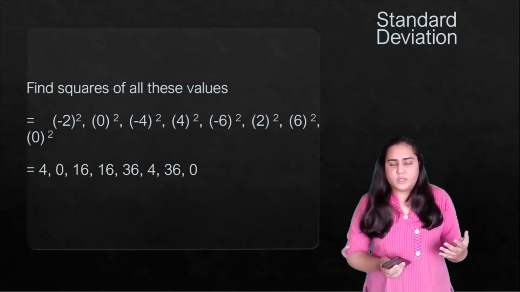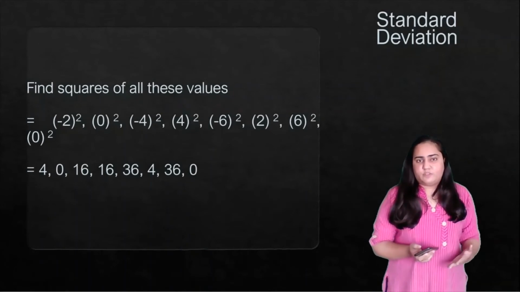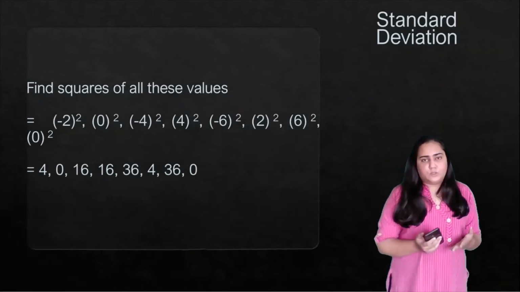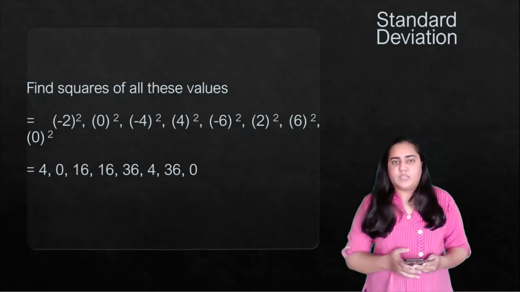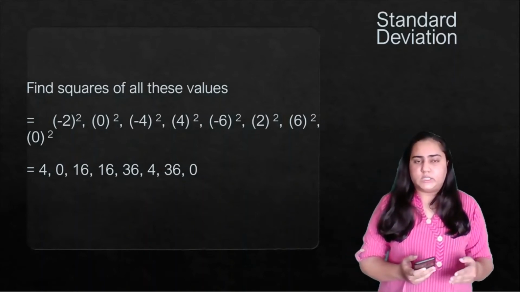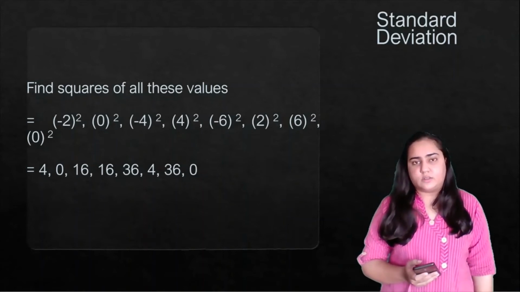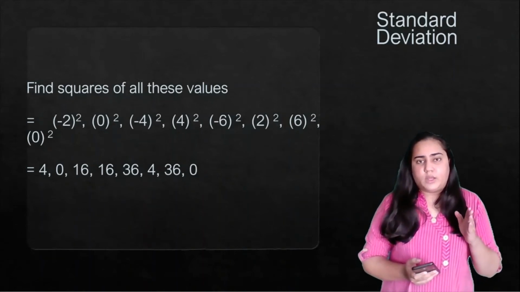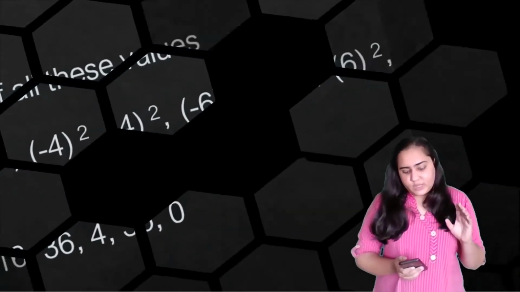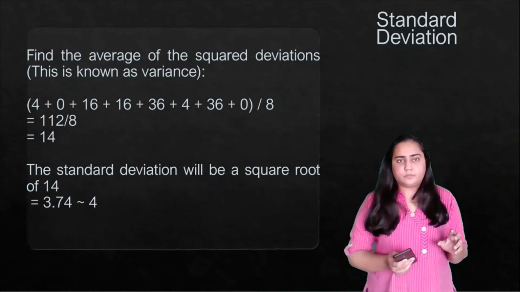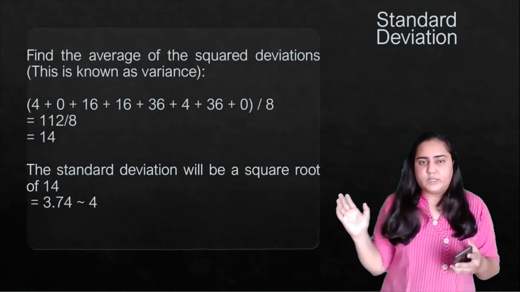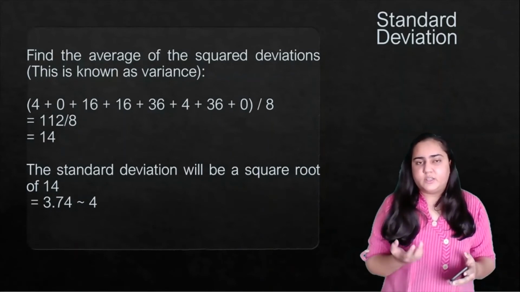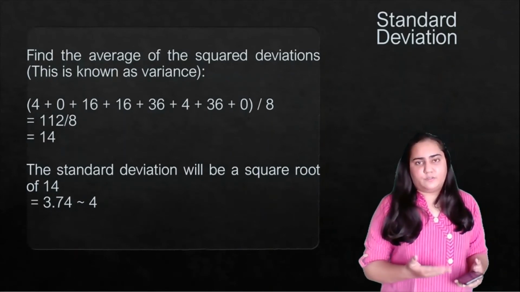When you find squares, the negative sign before the number does not matter because it's going to turn positive since we are taking a square. So these are the squares we get: 4, 0, 16, 16, 36, 4, 36, and 0. Now this will lead us to something called variance, which is the average of the squared deviations.